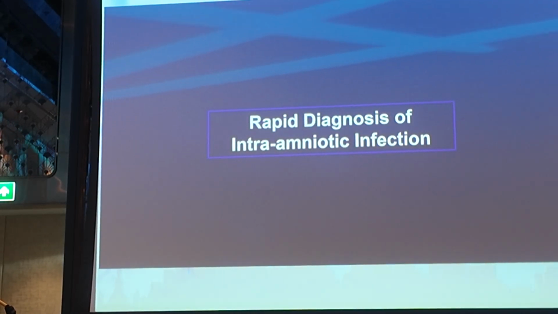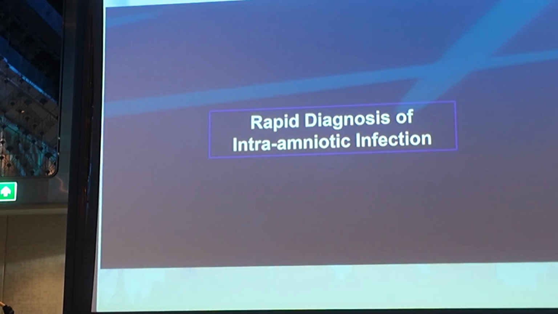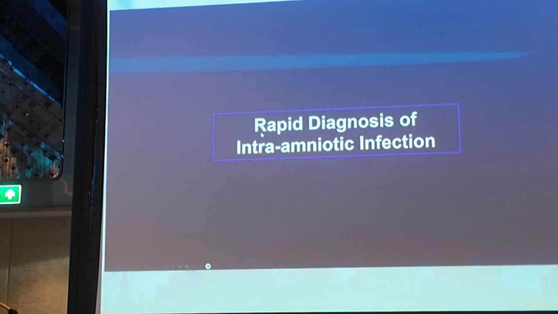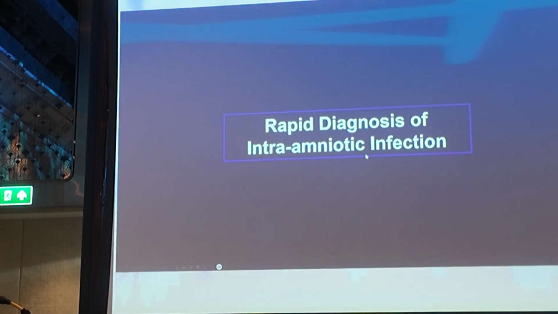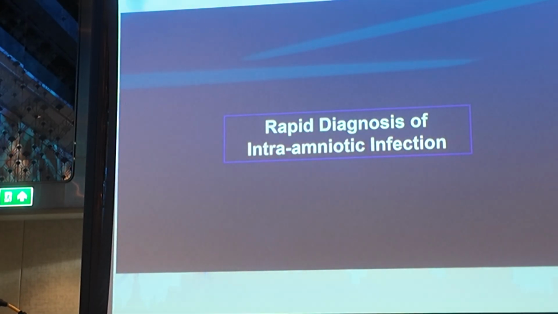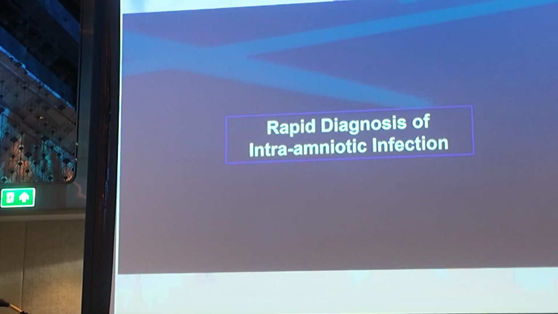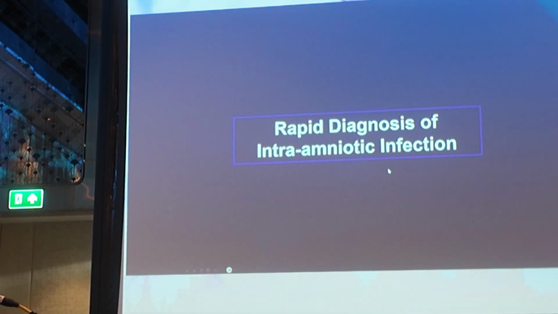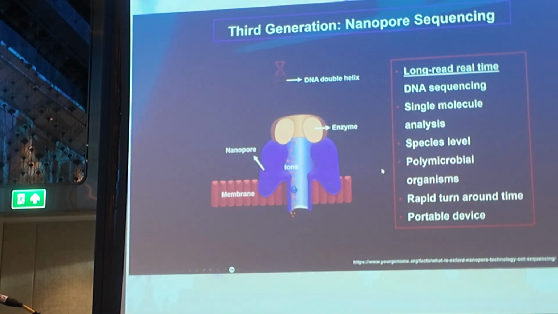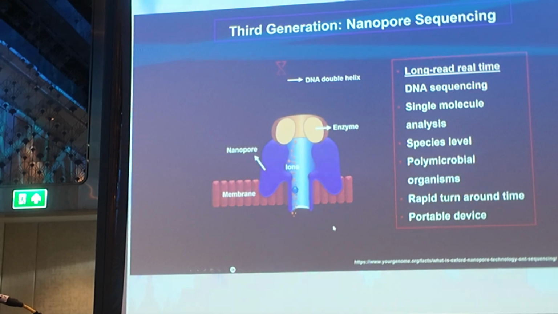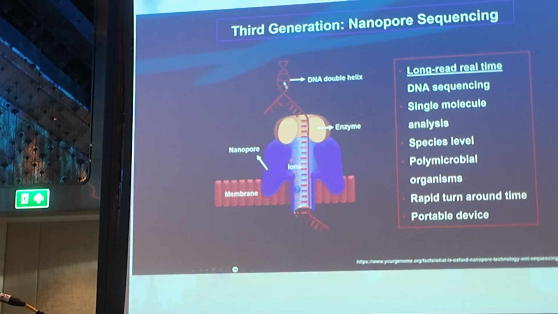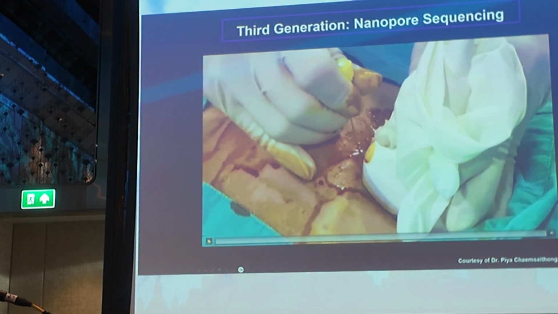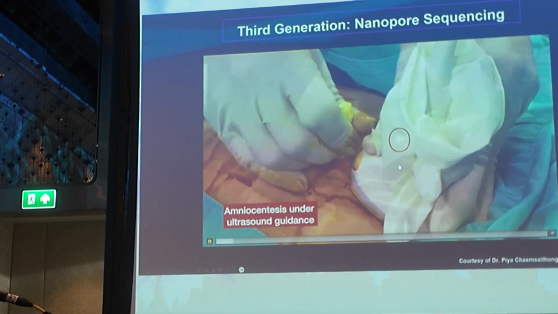Now, cultures take a long time to do, because cultures may take 2 to 5 days to grow microorganisms. So the cutting edge is to do a rapid diagnosis with molecular methods. PCR to detect 16S is a culture-independent method, but it also takes time to do. So I'd like to show you what Pia has done in Bangkok, that is, used nanopore technologies that provide almost real-time sequencing, and she has generated this beautiful video in which an amniocentesis is performed and fluid is collected.